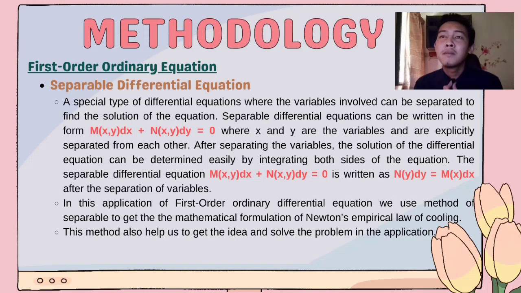After separating the variables, the solution of the differential equation can be determined easily by integrating both sides of the equation. The separable differential equation M(x,y) dx plus N(x,y) dy equal to 0 is written as N(y) dy equal to M(x) dx after the separation of variables. In this application of first order differential equation, we use the method of separable variables to get the mathematical formulation of Newton's empirical law of cooling. This method also helps us to get an idea and solve the problem in the application.